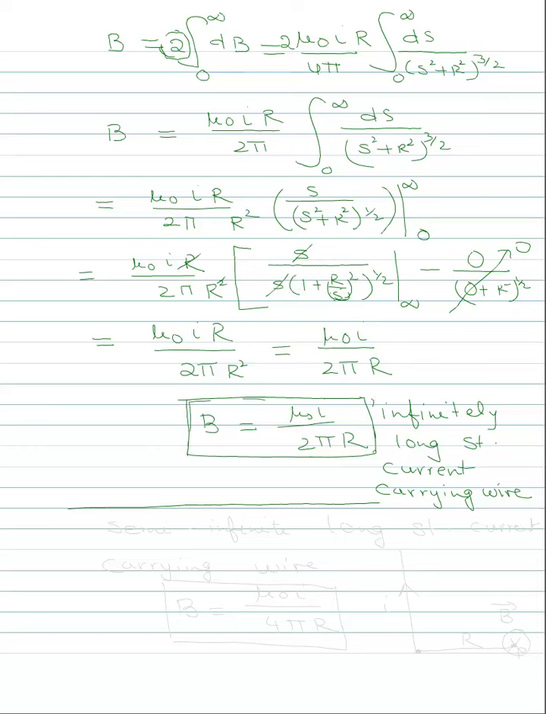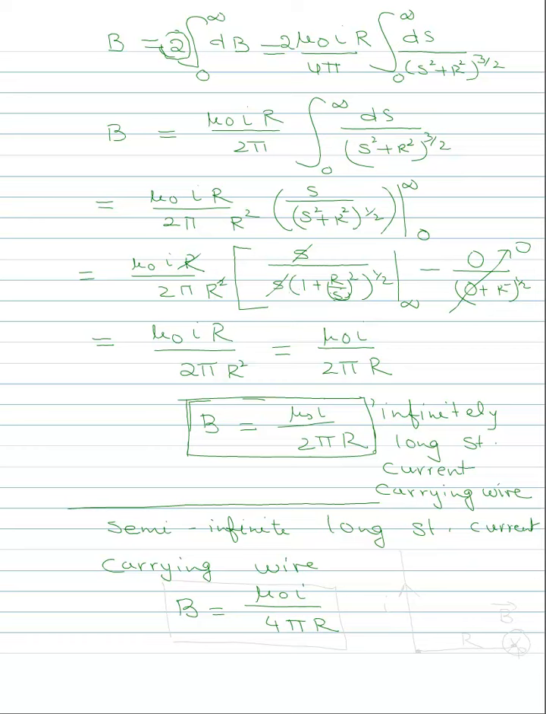So for a semi-infinite long straight current carrying wire, the magnetic field will be half of this value, which is for a long straight current carrying wire from minus infinity to plus infinity. So in this case, the magnitude of magnetic field will be mu 0 I over 4 pi r. And of course, the direction is again given by the right hand rule.